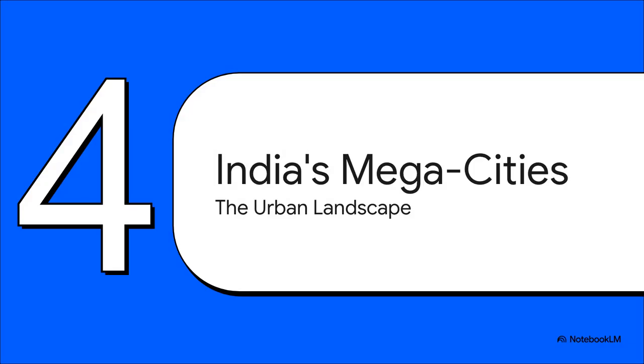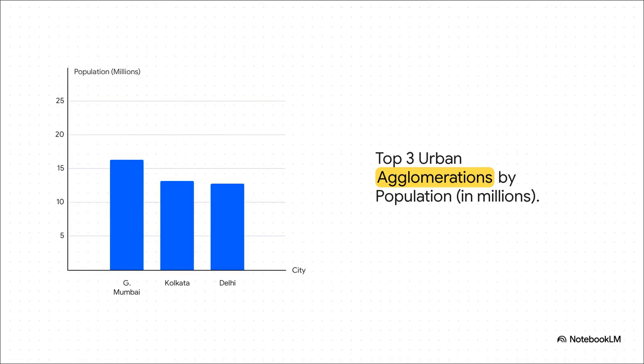Great job. Now, let's tackle our final big data set for today. The incredible, rapid urbanization of India and the rise of its megacities. So, just a quick look at the top 3 gives you a real sense of the scale we're talking about. Mumbai is leading the pack, with Kolkata and Delhi right behind. These aren't just cities, they are massive centers of population.